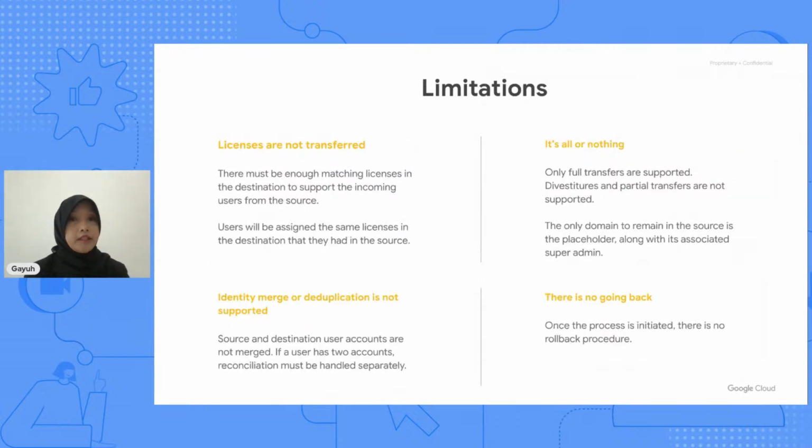There are some known limitations of the service. First, licenses are not transferred. So you might need to ensure there are enough matching licenses in the destination compared to the source to support the incoming users from the source itself. Users will be assigned the same licenses in the destination that they had in source. So it is very important for you to ensure they have like-to-like licenses between source and the destinations.